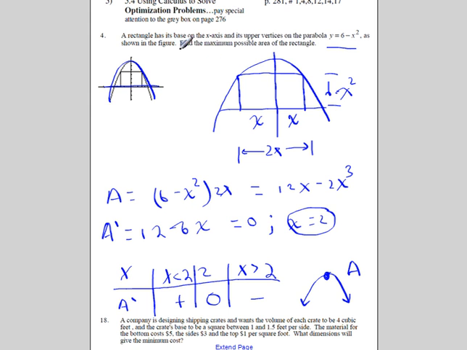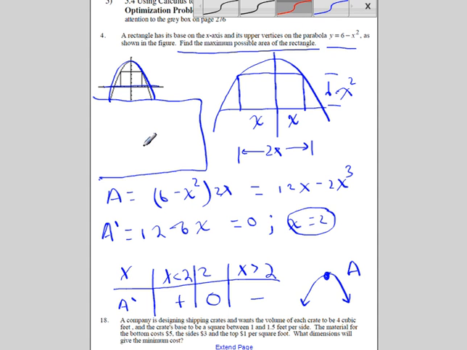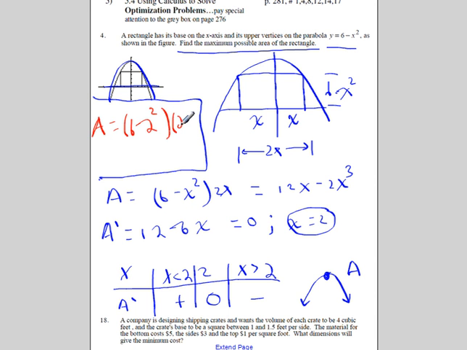So what's the maximum possible area of that rectangle? Well, now we just put 2 into our area equation, because remember, you always need to look back and see what the question is really asking. So the max area is (6 minus 2 squared) times 2 times 2. So we get that this equals 8. All right, there we go. Hope these are making sense.